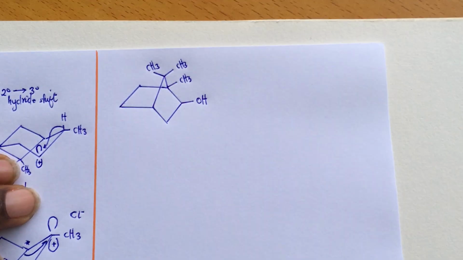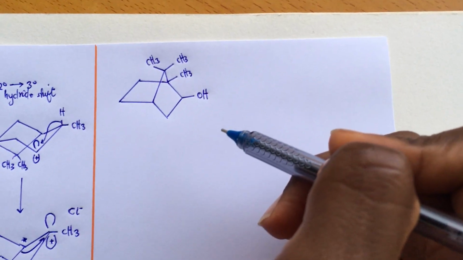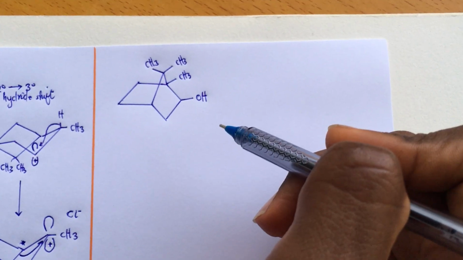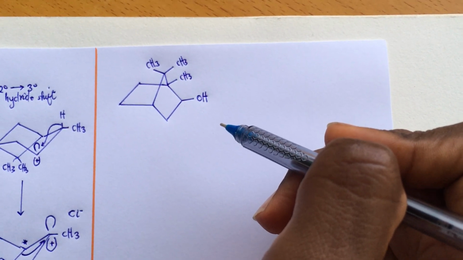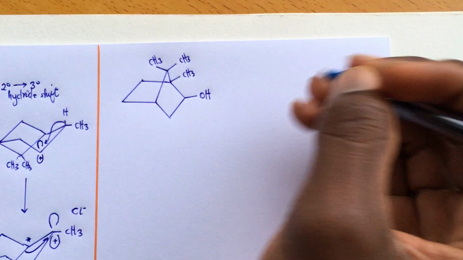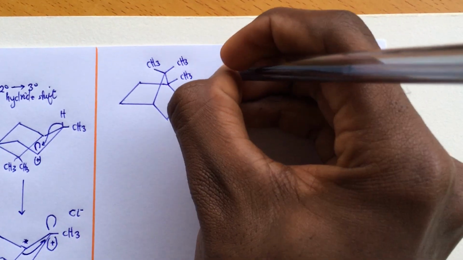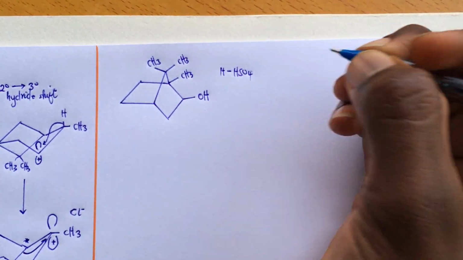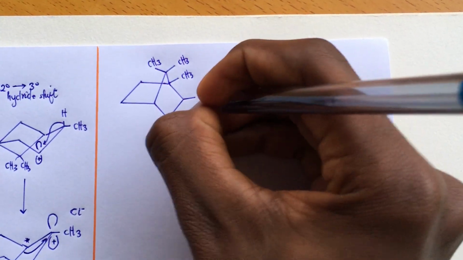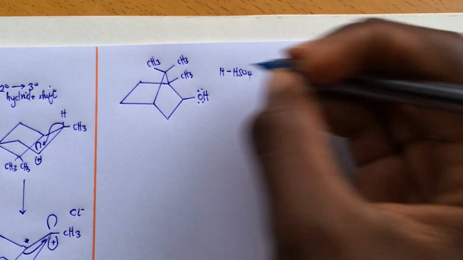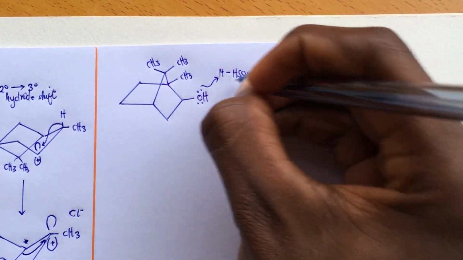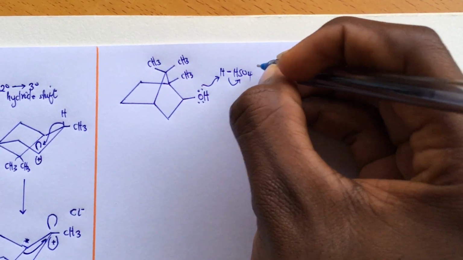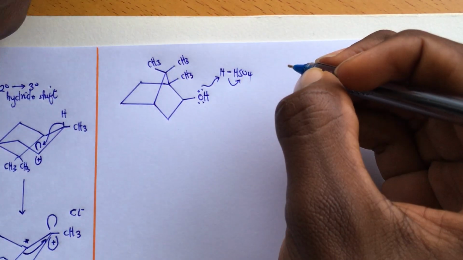Alright, so now continuing with the next reaction. Let's assume that this is our starting material, right? And it's actually occurring in the presence of a dehydrating agent like our H2SO4. So you are going to have your lone pairs on this particular oxygen attacking this hydrogen, and you are going to have a lot of HSO4 minus in the solution.